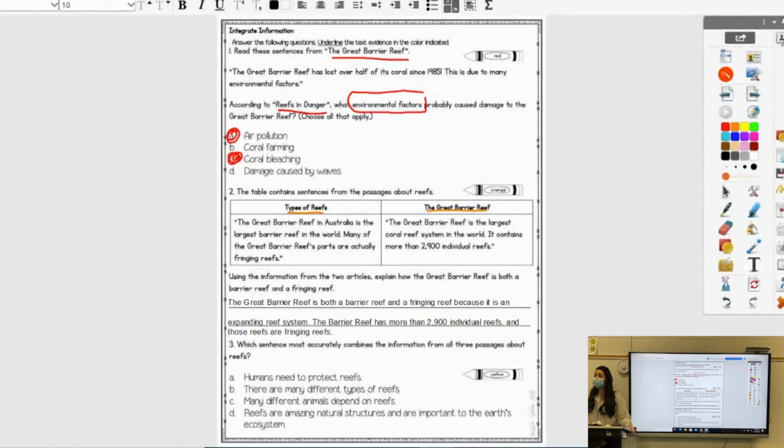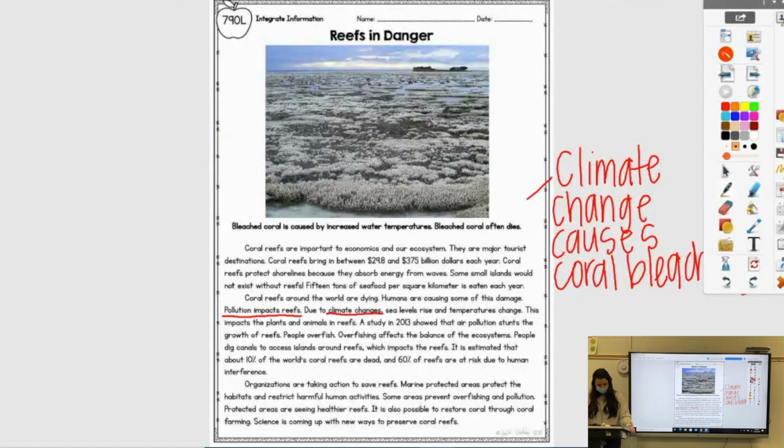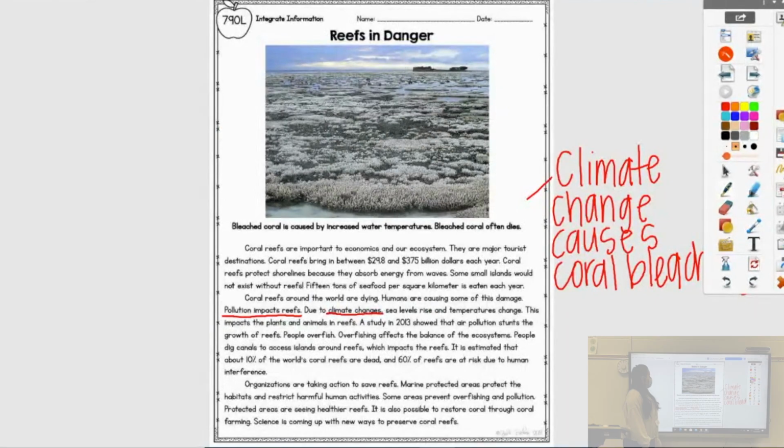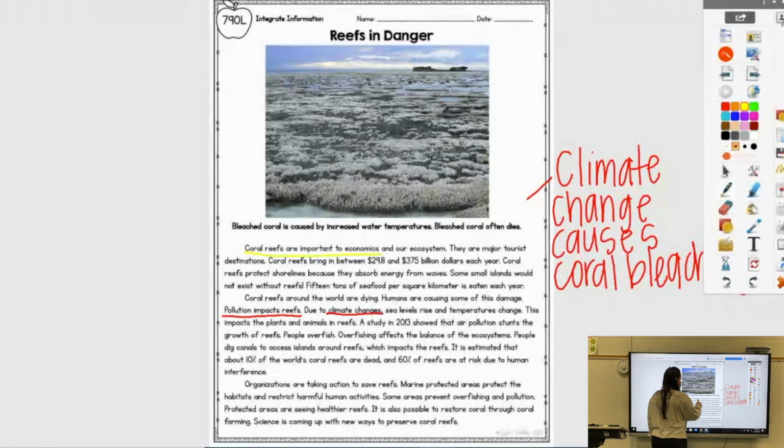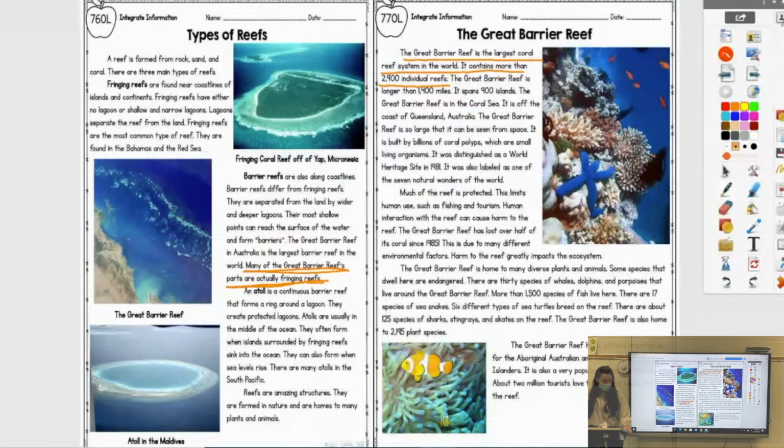So we're thinking about what we've learned and what is stated in all 3 passages about coral reefs. Let's go back to the text now. We see in the very first sentence that coral reefs are important to economics and our ecosystem. That is extremely important. We should have gathered this information while reading all three of the texts. Let's go back to the others. Reefs are amazing structures.